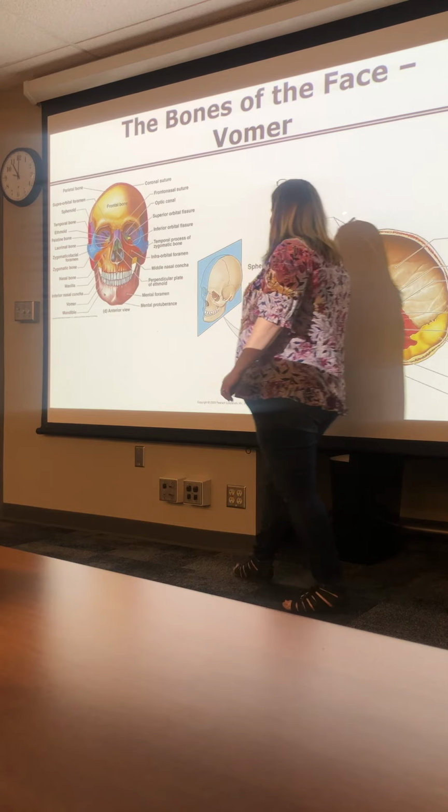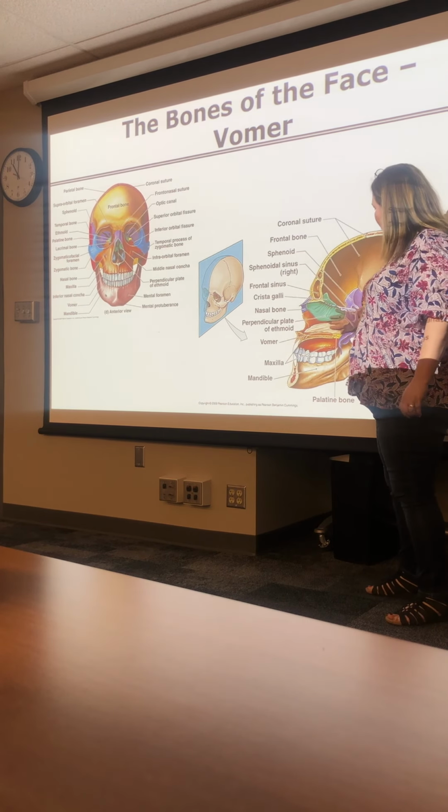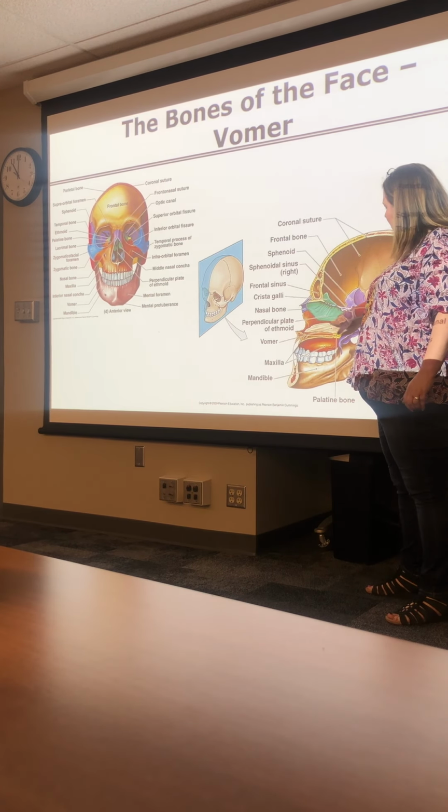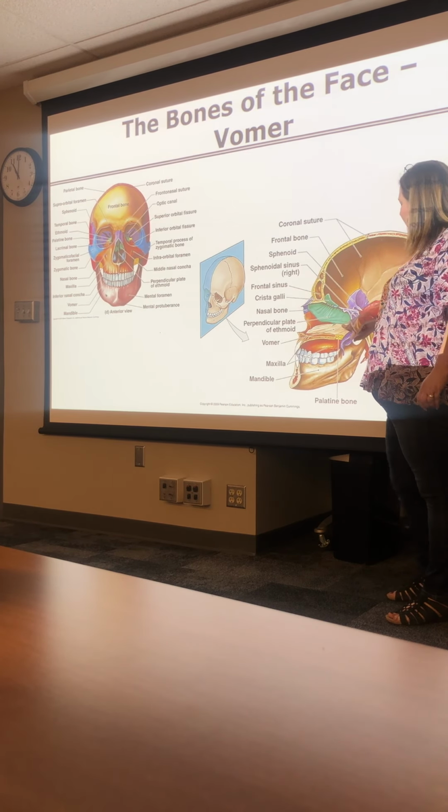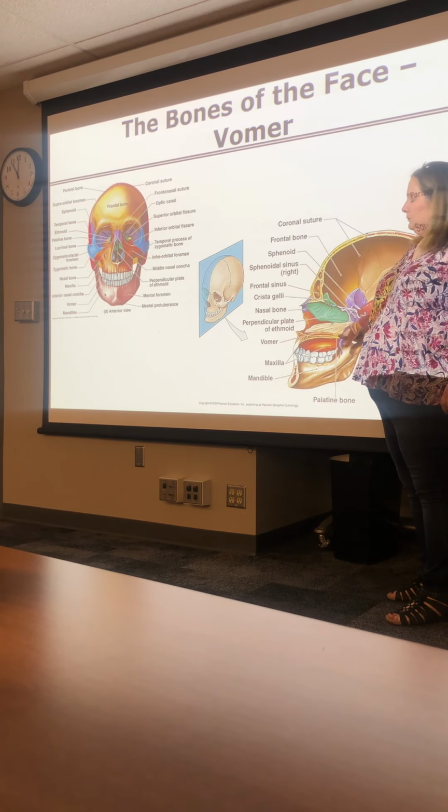We take a mid-sagittal section. Here's a perpendicular plate here of the ethmoid bone, and it's coming down and articulating with the vomer bone, which sits on top of the hard palate and articulates with it.